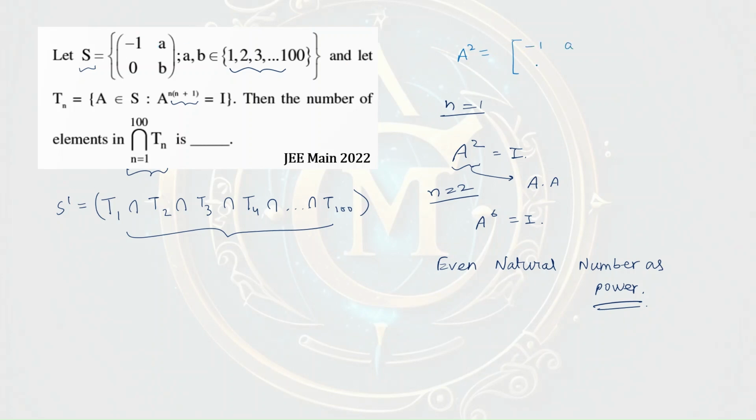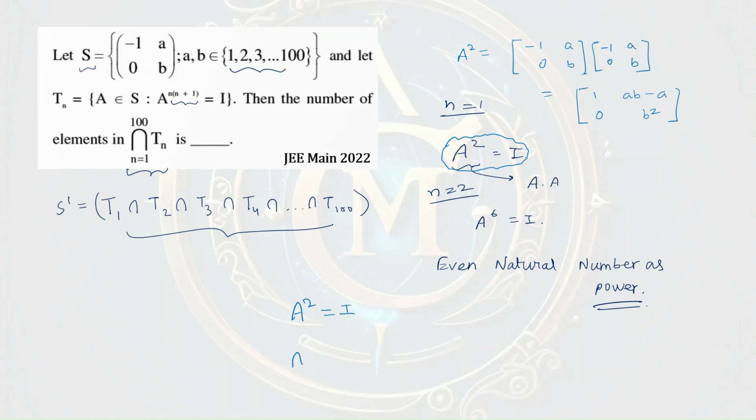So A is of this form, as A resides inside the set S. So A square you can calculate by matrix multiplication, which we will discuss in the next few slides. But here see this question first. So this becomes 1 plus 0, so 1. Then it becomes ab minus a, and this becomes 0. This becomes b square.